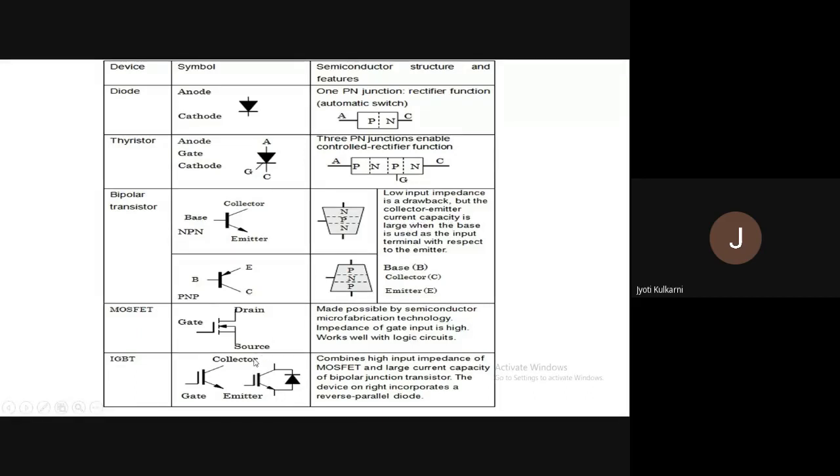And then the second last device is MOSFET, which is coming under the FET family, field effect transistor. Okay. It is also having three terminals: gate, drain, and source. It is having an insulated gate type. Okay, here we have SiO2 layer. So its impedance is very high. Because gate is insulated, see here the line is connected.